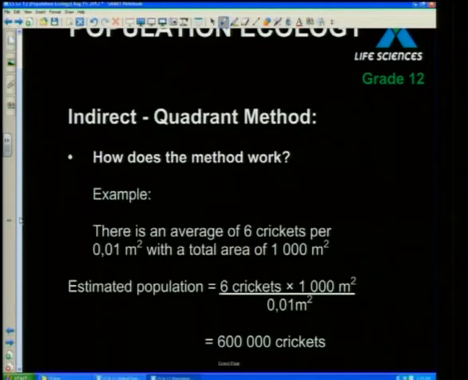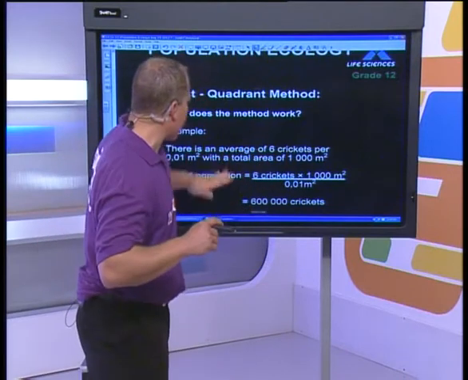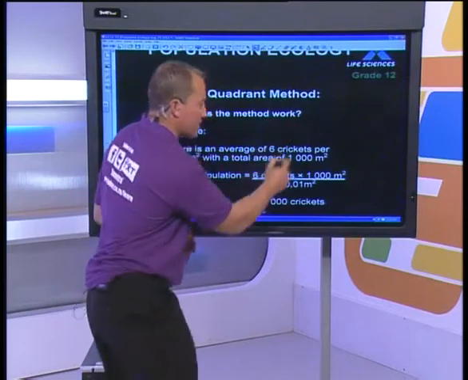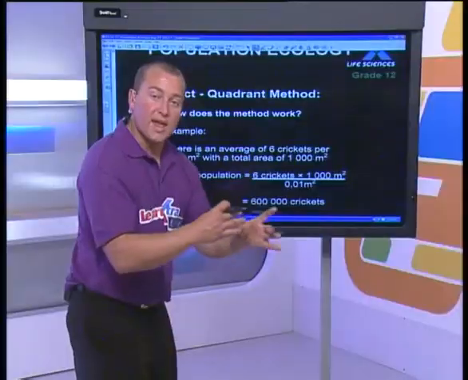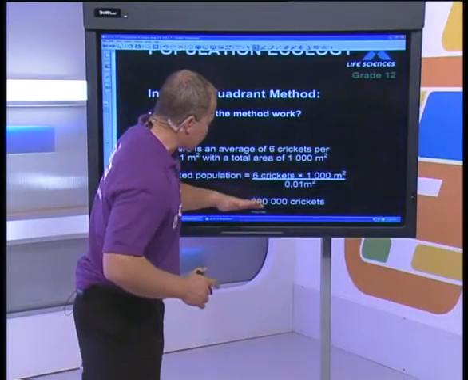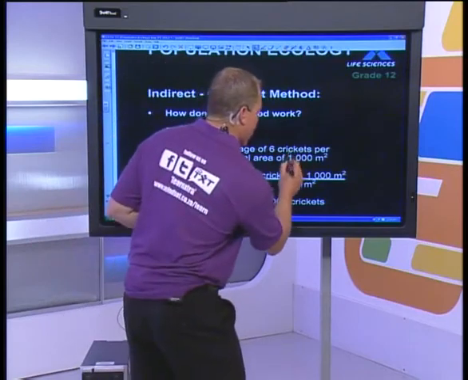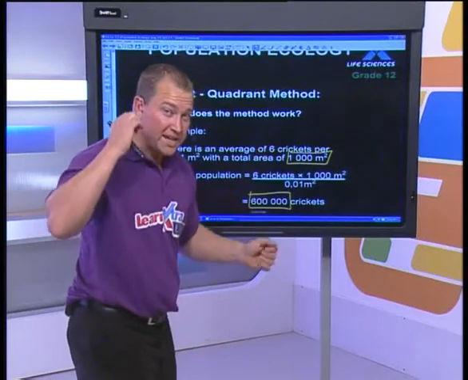There we go. There is an average of six crickets per 0.01 meter squared. Okay? And the total area is 1,000 meters. Very simple. You take six crickets times 1,000 meters squared over what the quadrant was, and we get 600,000 crickets. That means in this area of 1,000 meters, we'd have 600,000 crickets roundabout.